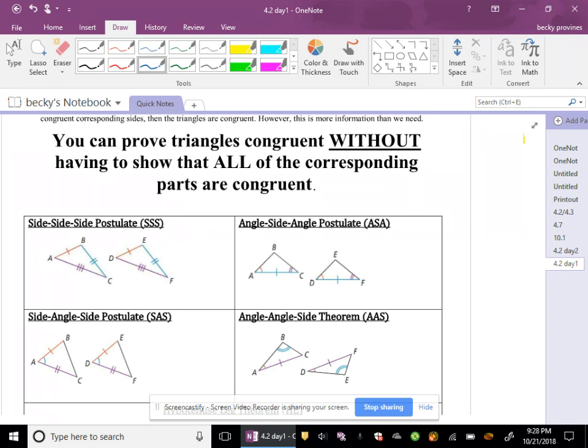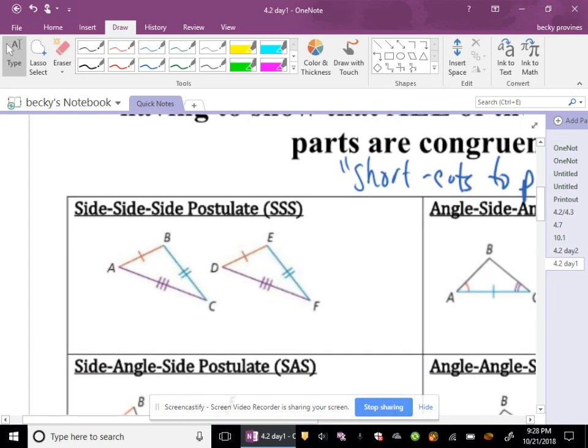Okay, so if I ever talk about what are the shortcuts to proving triangles congruent, this is the lesson I'm referring to. So I'm just going to write shortcuts to prove triangles are congruent. Okay, so the first one is the easiest one.